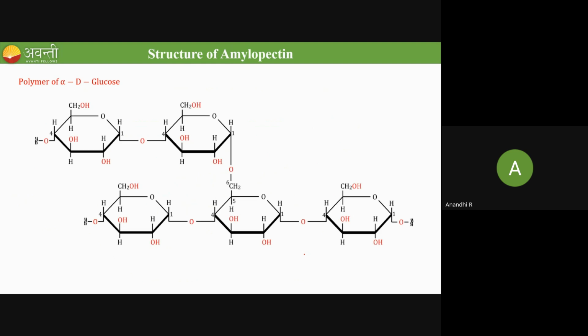Coming to the structure of amylopectin, you can see there are linear chains. These are the linear chains. In the linear chain, carbon 1 and 4 form the glycosidic linkage. But there are branches also. You see, this is a branch for this particular chain. That branch is formed between carbon number 1 and carbon number 6. The C1, C6 linkage forms the branch, and C1, C4 forms the linear chain. So totally, amylopectin is called a branched polymer.